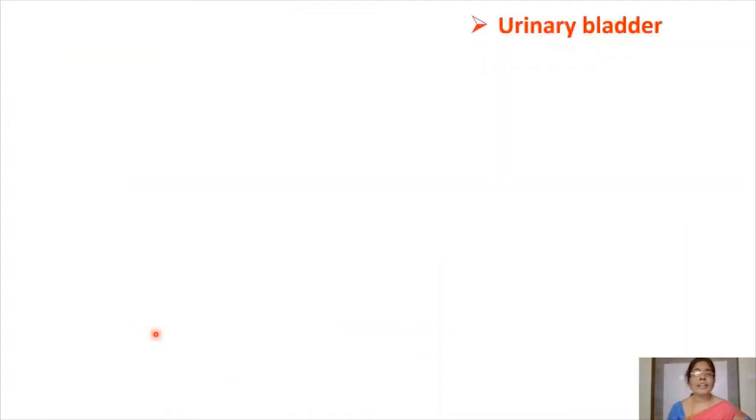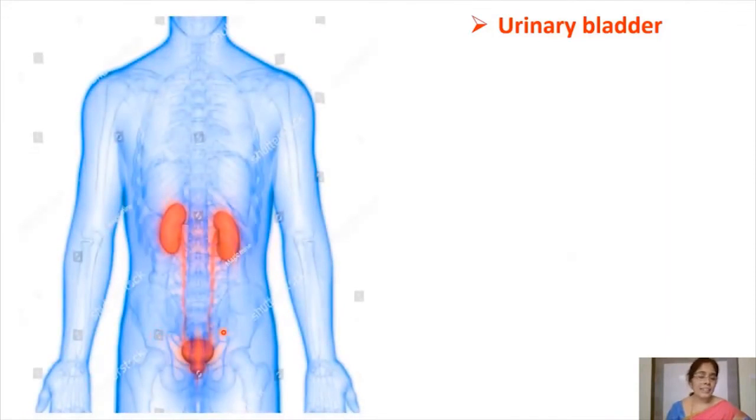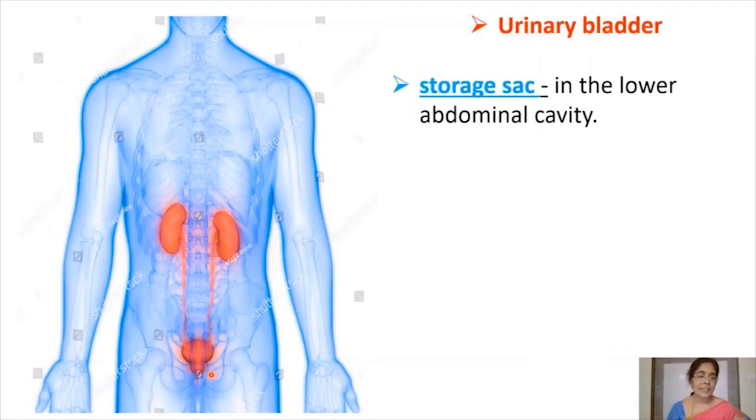Now coming to the next interesting part, that is the urinary bladder. Bladder is a median storage sac. We know it is the sac-like structure that stores our urine. Where is it located? It is located in the posterior abdominal cavity. Kidneys are present in the anterior abdominal region, while this is in the middle region of the posterior abdominal cavity, so we call it a median storage sac. It can store 400 to 800 ml of urine.